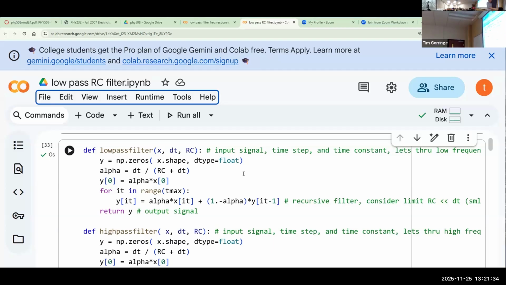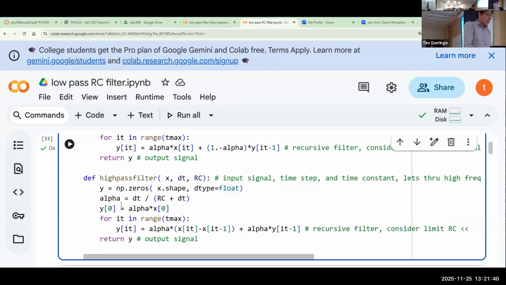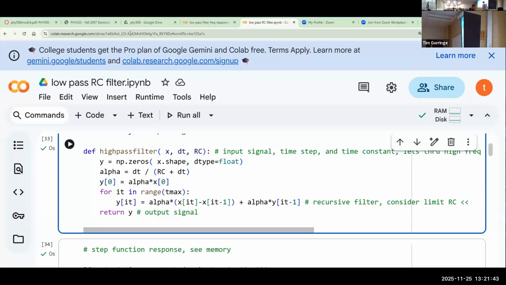And the high-pass filter is the same code, except I just changed the recursion relation. The recursion relation is different. What passes through the recursion relation for the low-pass filter is the low-pass filter's input. What passes through for the high-pass filter is the change in the input. So the really important difference is here, look at this, it's a change in the input value.